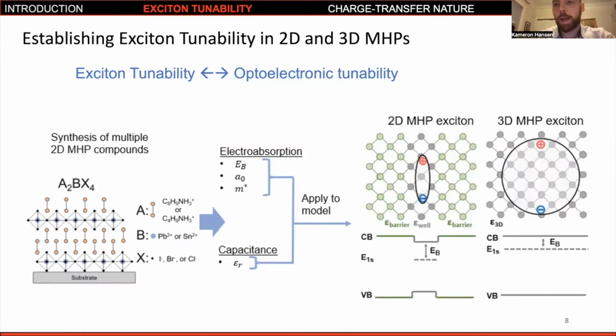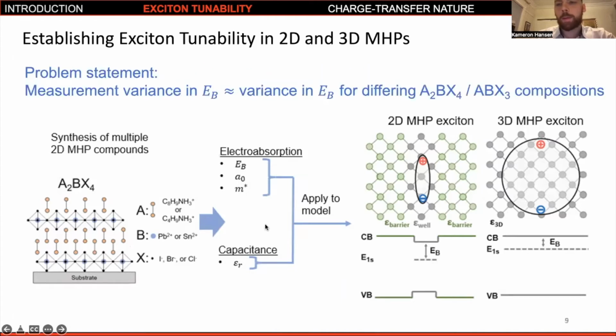We have been applying electroabsorption to obtain precise measurements of the exciton's binding energy and radius and mass and so on. We've been doing this for a range of different chemical compositions. And prior to this, if you go look in the literature, the measurement variance in the exciton binding energy, probably the exciton's most important parameter, is roughly the same order of magnitude as the variance between different chemical compositions.